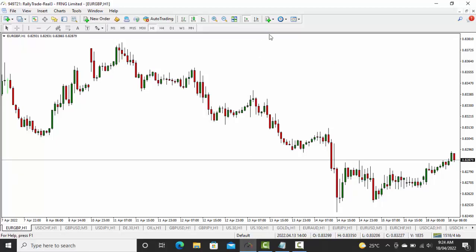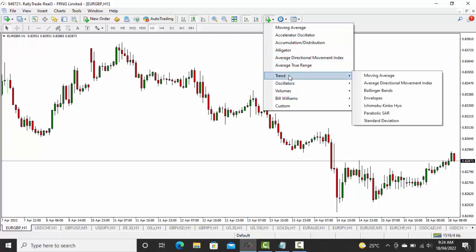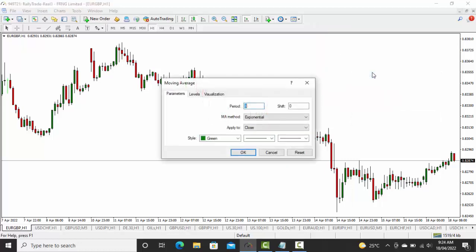We identify this icon called the indicator list. It's currently displayed on my MT4, as you can see. So I go there, I click on the indicator list. Since I'm using a moving average, I can decide to go with this moving average. It's all the same, but I want us to utilize the trend. So we go straight to trend and then we pick moving average.